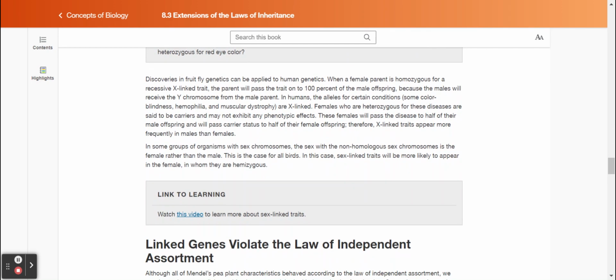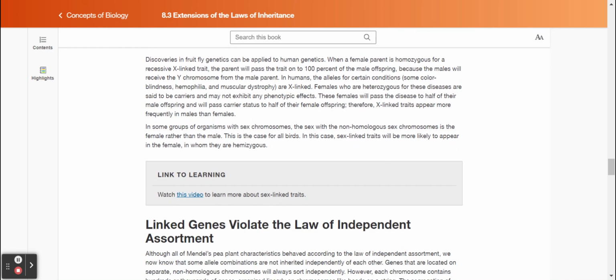Discoveries in fruit fly genetics can be applied to human genetics. When a female parent is homozygous for a recessive X-linked trait, the parent will pass the trait on to 100% of the male offspring because the males will receive the Y chromosome from the male parent.